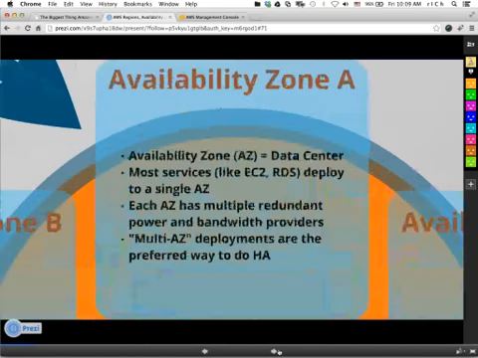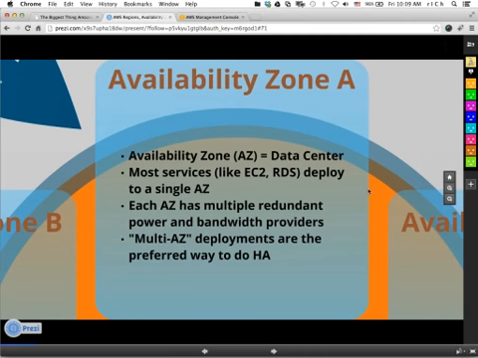So if we zoom into a region, it is comprised of several availability zones. I've zoomed in here to the US East region, which now has 5 availability zones. It's the largest one available. Every region out there has at least 2. Most of them have 3 availability zones that you can span your services across.